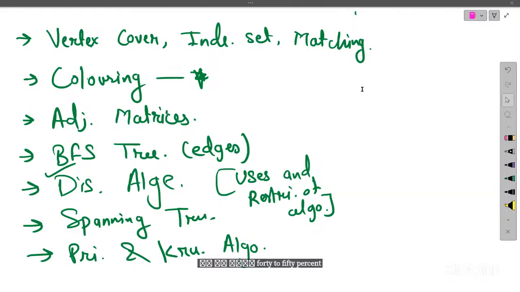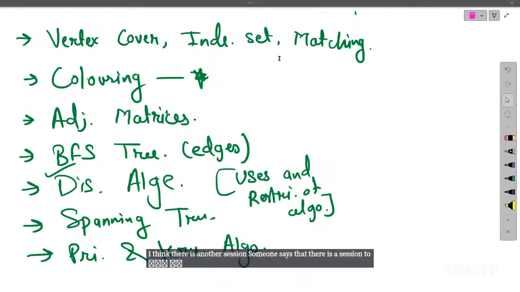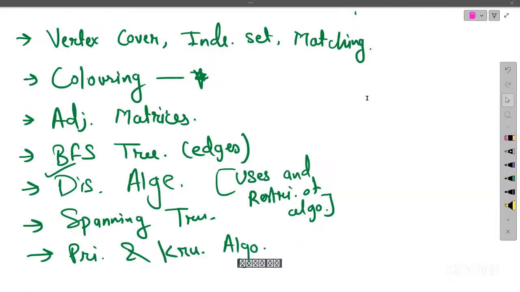And ma'am, revision of week 9 and 10, has that been covered? I think there is another session. Someone says that there is a session tomorrow. Yeah, ma'am, it's written in the calendar. It's tomorrow.